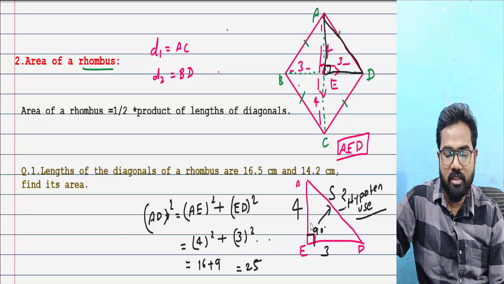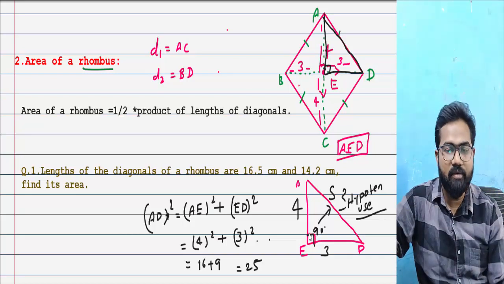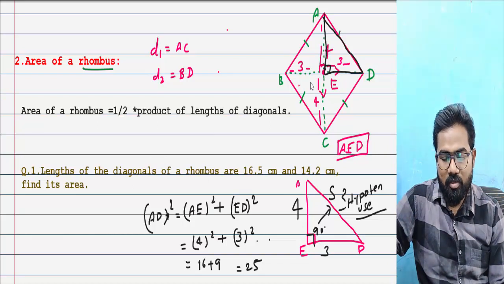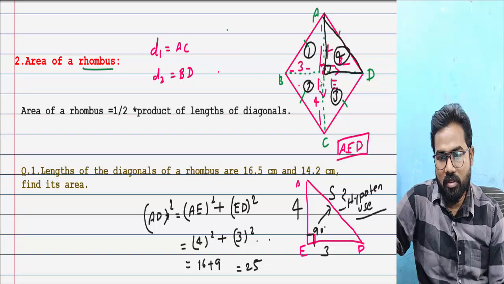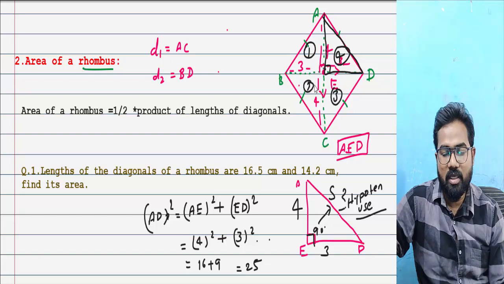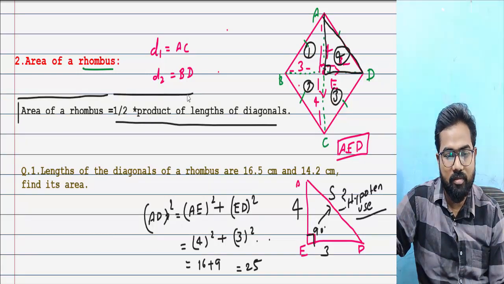When the diagonal is given, 4 and 3 are the lengths of the bisected parts of the diagonals. So 4 and 3 are parts of diagonal 1 and diagonal 2. So using the diagonals we can find out the length of the side of the rhombus. In general, suppose you are going to add all this, how many triangles are there? You have 1, 2, 3 and 4. You are going to add all the areas of these triangles. Triangle area is half into base into height. When you add them, you will get 1 by 2 product of the length of the diagonals. So that will give the area of the rhombus.